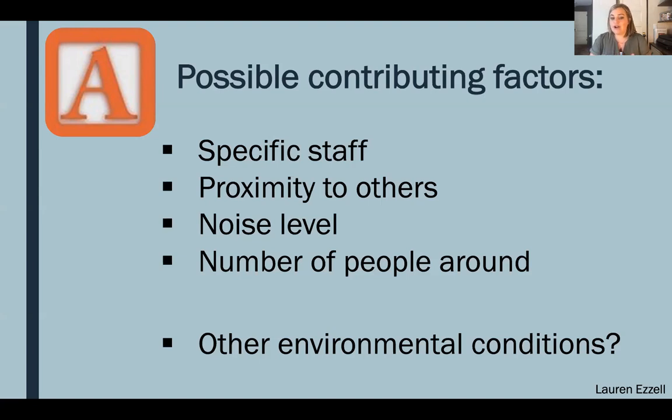And then other environmental conditions. What are some other things? Is the door to the hallway open or closed? Is it open and a class is moving to a different transition? Is the hallway really noisy? Is the light flickering? Did the air conditioning just kick on and it rattles?